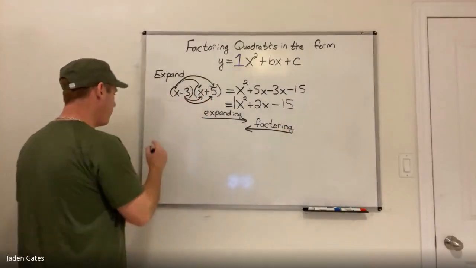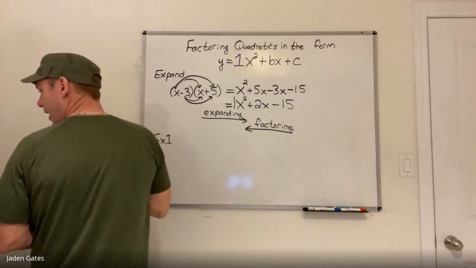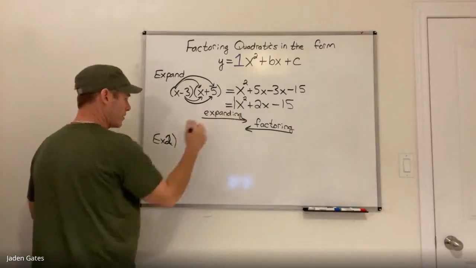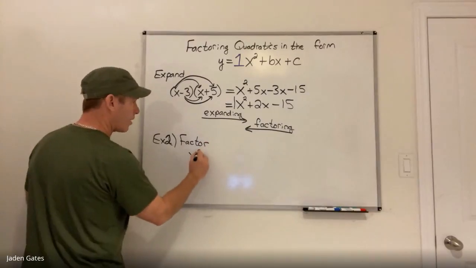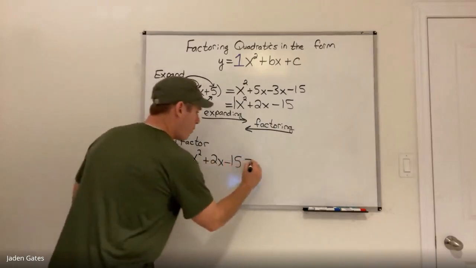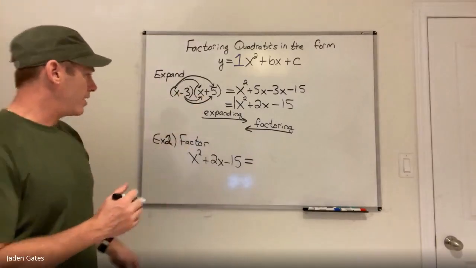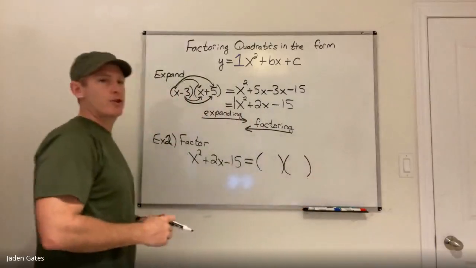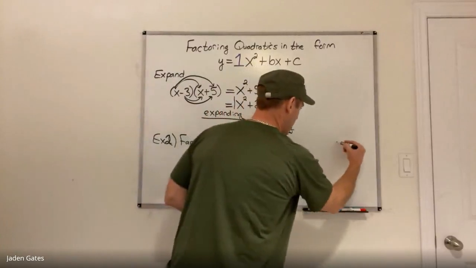All right, so for example, I think I put it as example 2. I'm going to factor x squared plus 2x minus 15. When I factor it, when I undo the expanding, it's going to look like this. Now the question is, how do I get there? Well, here's what we do. I'm going to make a chart.